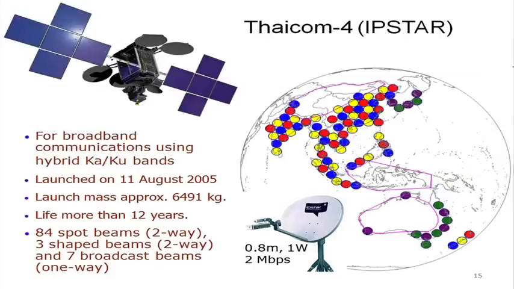Similarly, another one is the IPStar. Right now it is existing. It has so many colored spot beams you can see. Over India also it is there. It provides service in Ka and Ku band, and it was launched in 2005. It is also a 6.4 ton satellite. You can see these are huge satellites, and the corresponding ground station is now reduced to 0.8 meter, 1 watt, 2 megabits per second.